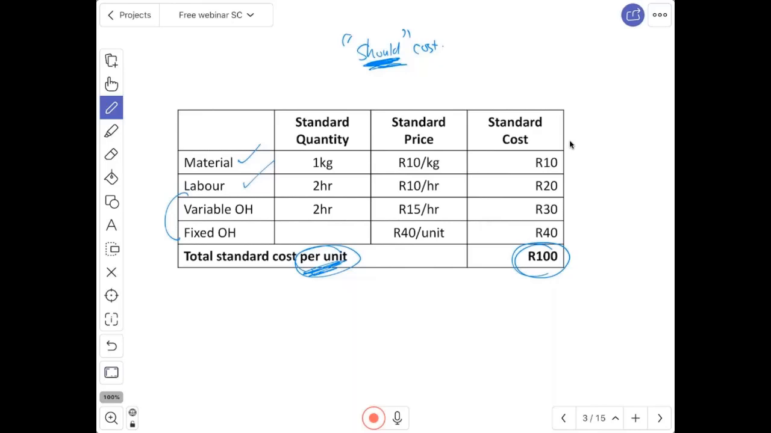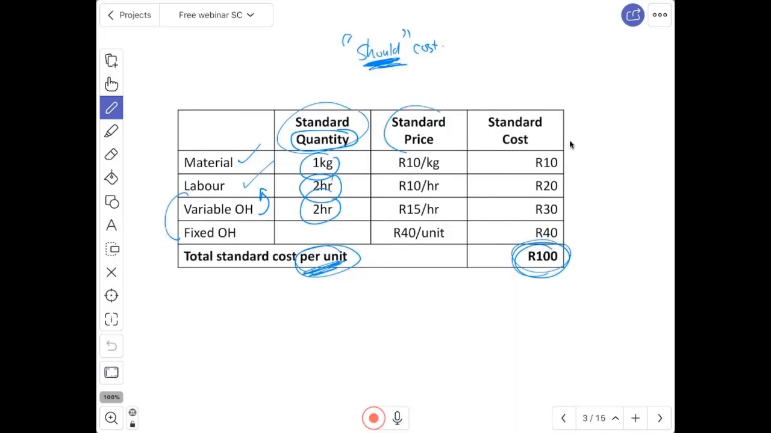So the standard cost is 100 Rand, but let's see what it's made up of. We have this term standard quantity, which refers to the amount of kilograms per unit, labor hours per unit. Variable overheads are based on something, and let's assume in this case it's labor hours, so again hours per unit.